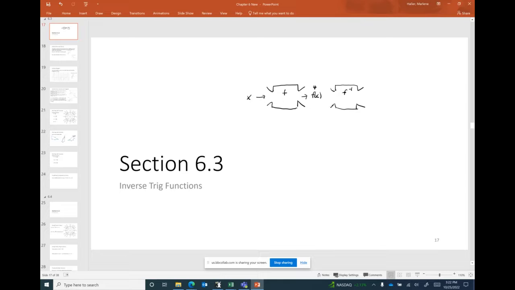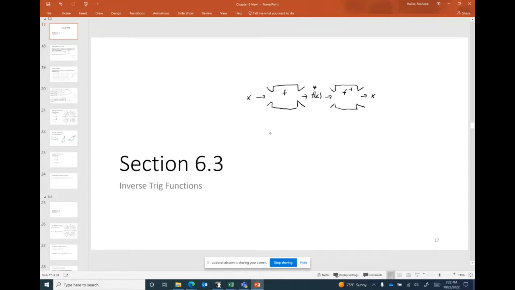Well, the inverse of the function f will take as its input the outputs of f, and the outputs of f inverse would be the inputs of f. Y'all remember this diagram when we talked about inverse functions? Well, trig functions have the same situation.